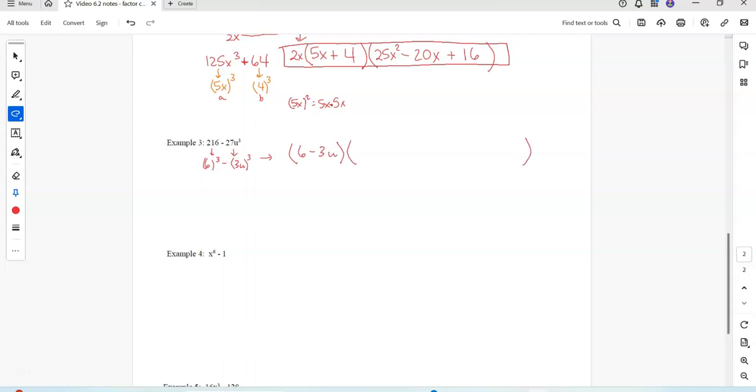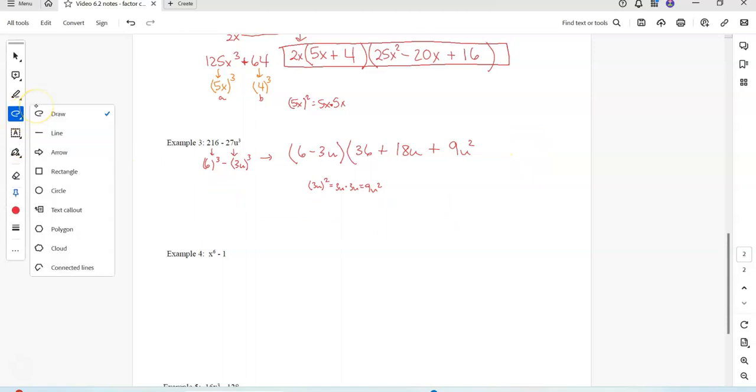And then for your bigger factor, you're going to take your 6 and square it to get 36. Opposite sign, 6 times 3u would be 18u. Always positive sign. And then 3u squared is the same as 3u times 3u, which is going to be 9u squared. Okay? I made that a little bit too long there.